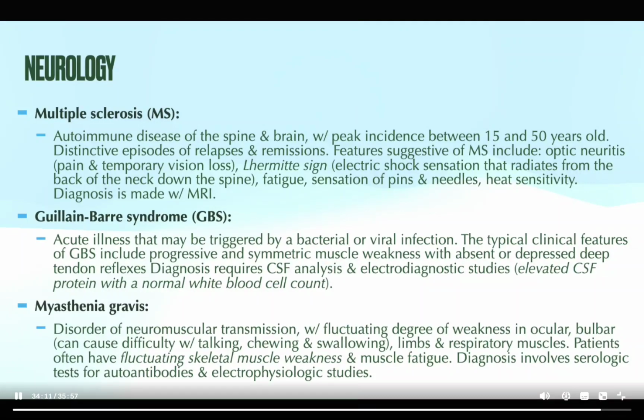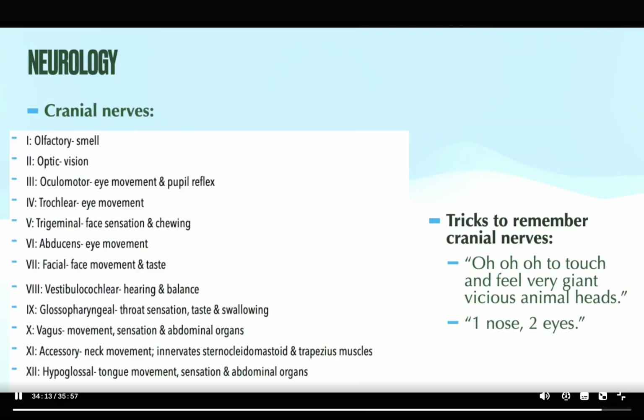All right, and then finally, this slide here includes cranial nerves. Definitely review these. You could get a question or two on them. I think I had a couple questions. I don't recommend that you stress so much over this, but it is very helpful to review these. You can take a look.